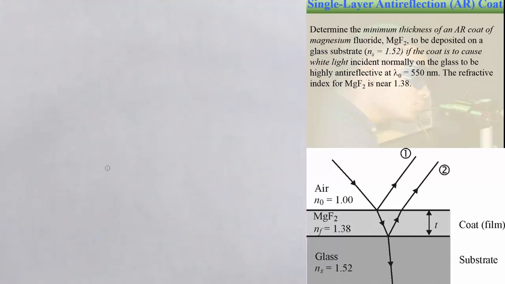In this problem, we are also analyzing the case of interference. In this case, we are analyzing anti-reflection, which means that we're going to be establishing the condition for a destructive interference, where we're going to have two light rays, light ray 1 and light ray 2, as shown on the picture, destructively interfering. So the formula that we're going to use is as follows.